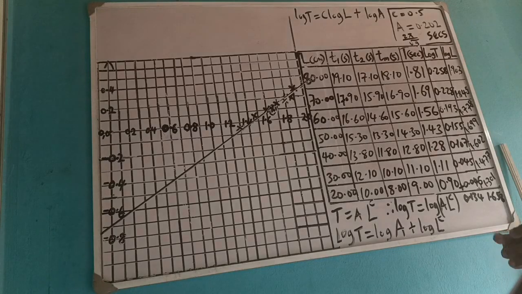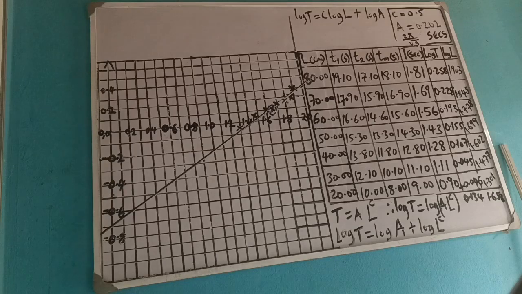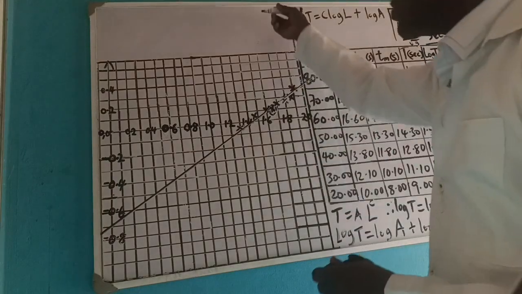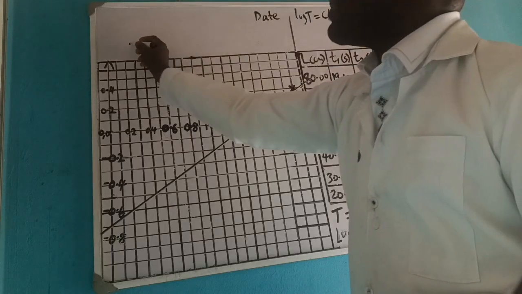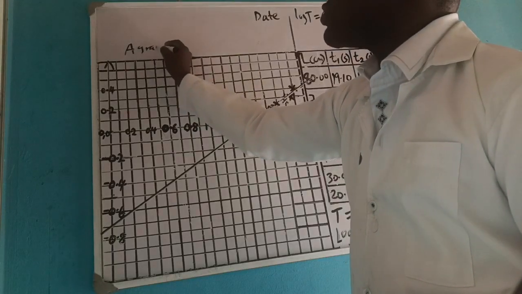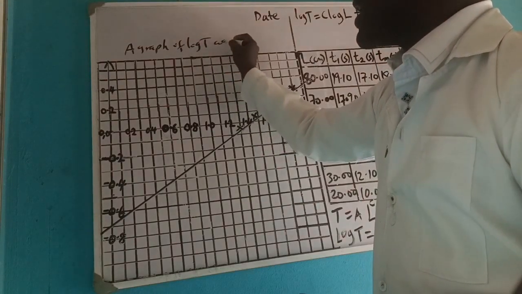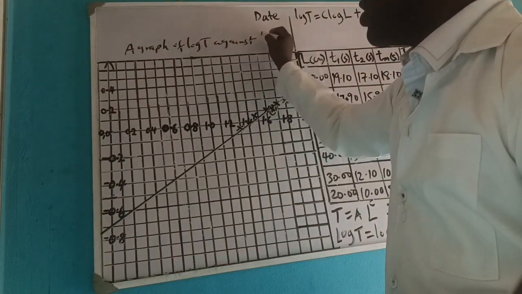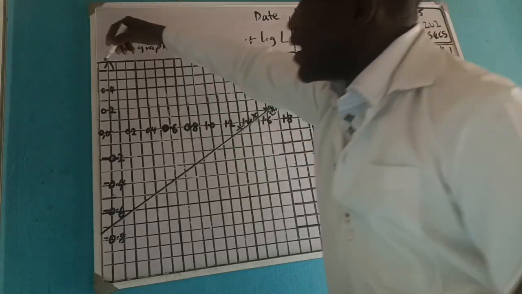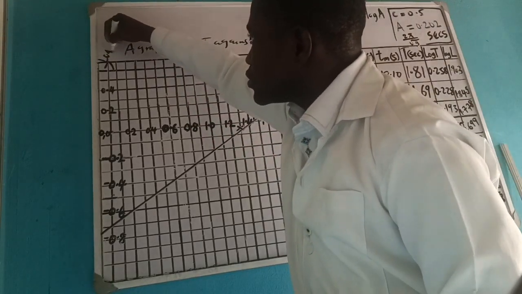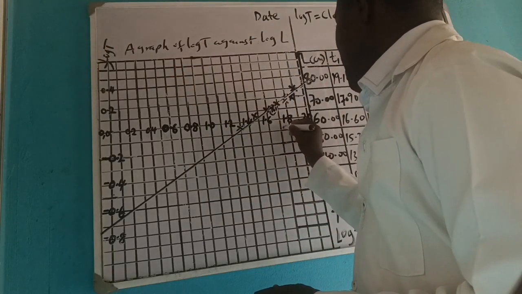Then, if you want to commence the graphical aspect, the plotting of the graph, you need to write the date first and write the title of the graph. A graph of log T against log L. Remember, they have no unit. Then label here to be log T, and label here to be log L.